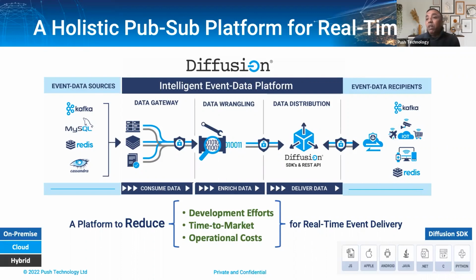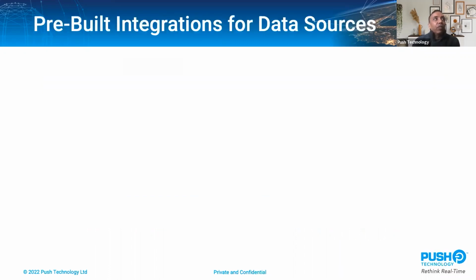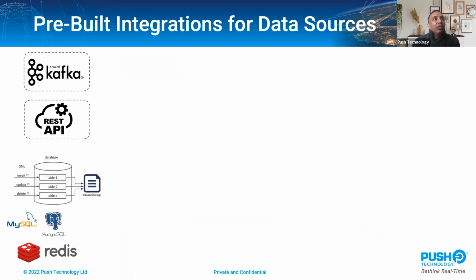So we have SDKs in all popular programming languages, and this platform can be deployed on-premise. There's a cloud version as well as hybrid. Our customers are using that. So we'll talk about all the enterprise-grade requirements in the context of foreign exchange data, and of course, in the context of Diffusion. So let's first get through the pre-built integration for data sources.